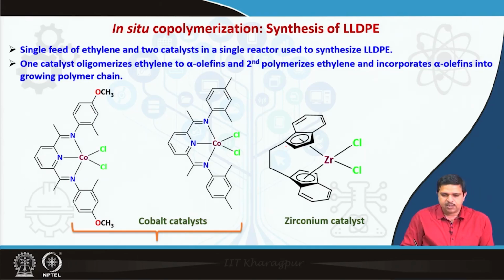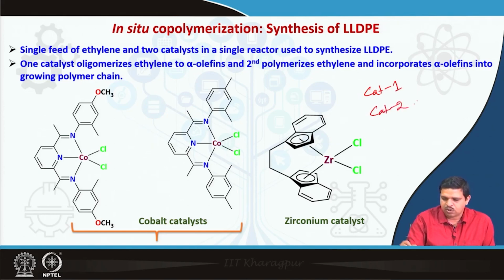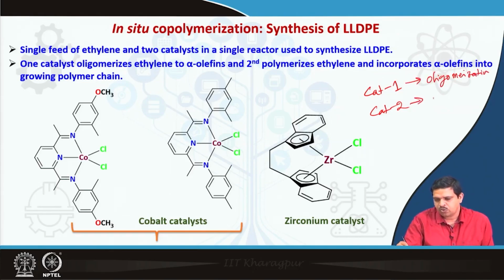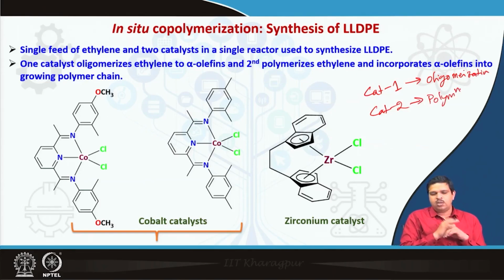So here let's assume that there are two catalysts, catalyst 1 and catalyst 2. Catalyst 1 is the oligomerization catalyst and catalyst 2 is the polymerization catalyst. So now one thing you can imagine is that we need two catalysts.